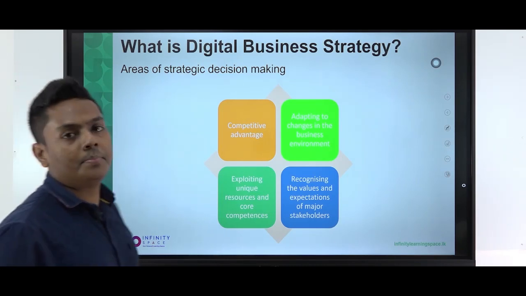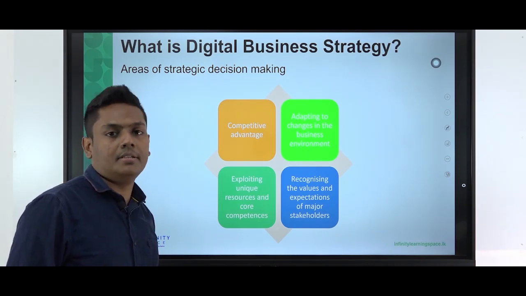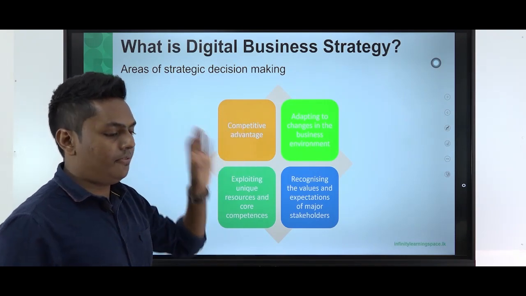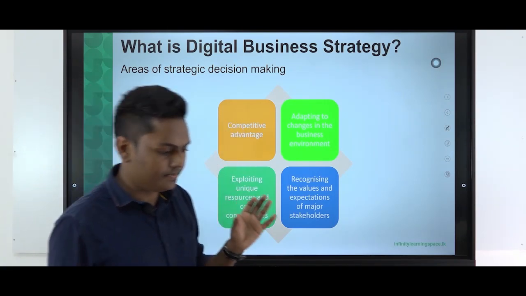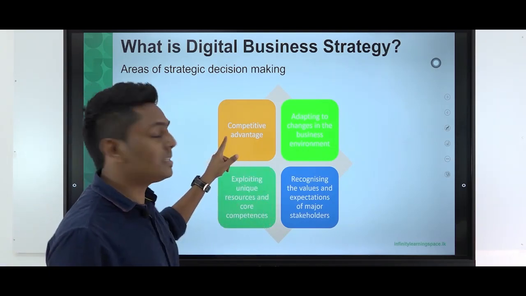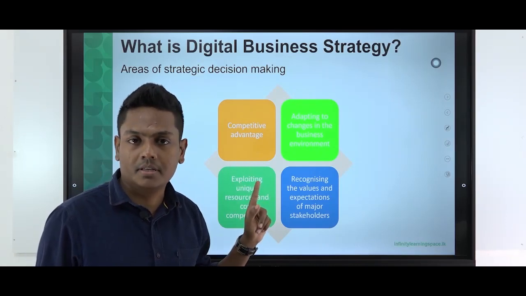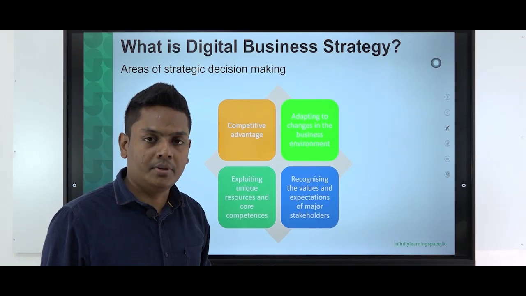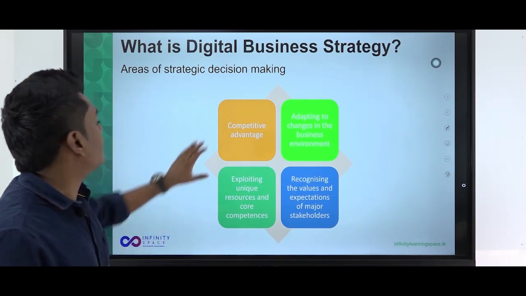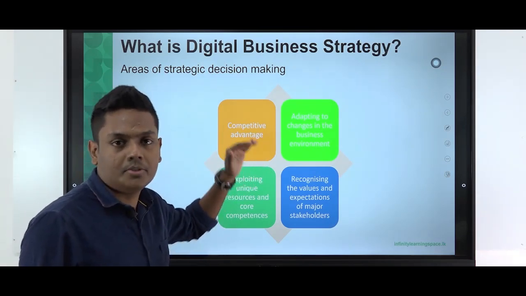One area is competitive advantage. One thing an organization needs to consider is competitive advantage. If I am to set a strategic objective or a strategy, will there be a competitive advantage? They need to think about this. Why do I say competitive advantage? Okay, what is competitive advantage? Competitive advantage is having an edge over your rivals.